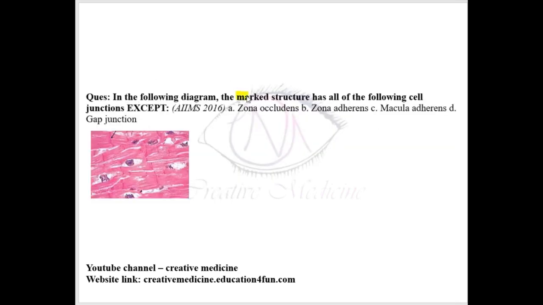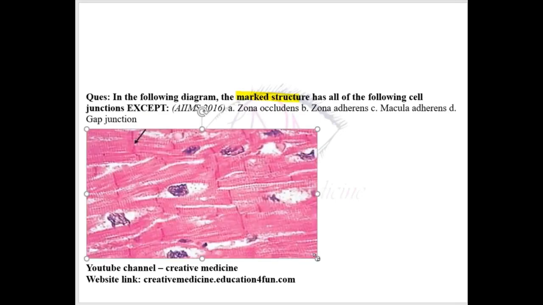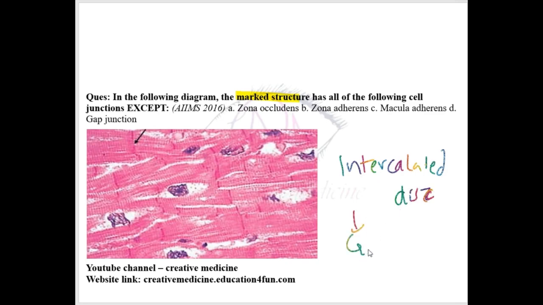In the given diagram, the marked structure has the following junctions except. So this is the diagram of a cardiac muscle. In the cardiac muscle, these marked structures are intercalated discs. So at the intercalated disc, you will see the presence of gap junctions. Zona occludens are not present at the intercalated disc of cardiac muscle; gap junctions are present.